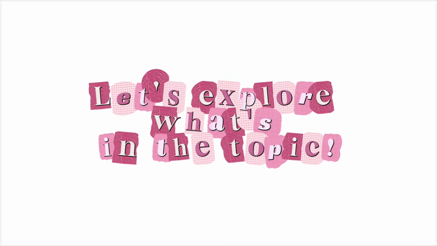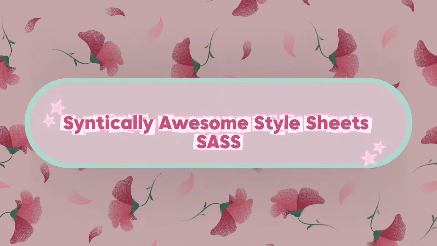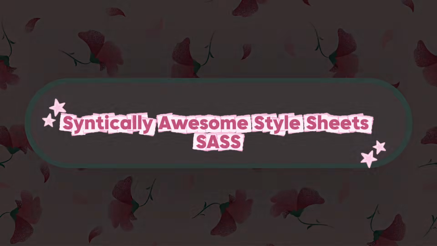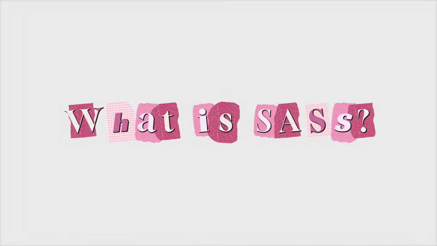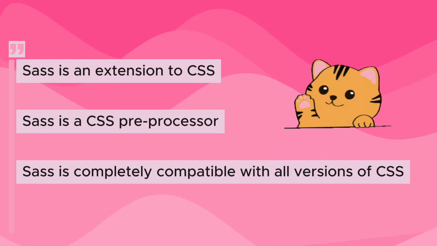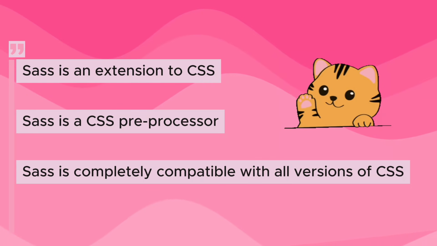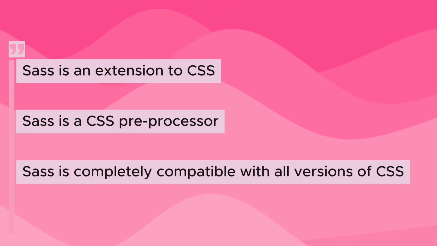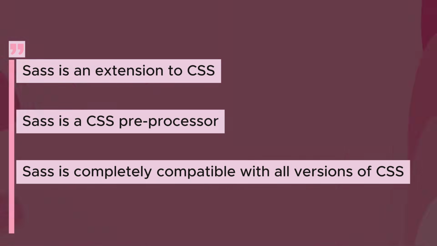Let's explore what's in the topic. Here is the topic: Syntactically Awesome Style Sheets, or SASS. SASS is an extension to CSS, or what we call the Cascading Style Sheet. Second, SASS is a CSS preprocessor. SASS is completely compatible with all versions of CSS.